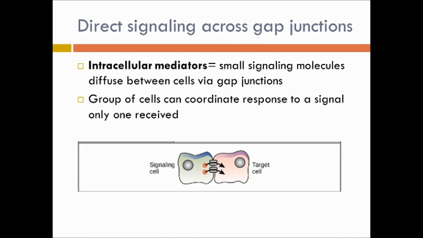There's also direct signaling across gap junctions, or in the case of plants, plasmodesmata. These signaling molecules that diffuse between cells and gap junctions or plasmodesmata are called intracellular mediators. And because plasmodesmata in plants are so ubiquitous, this results in the plant just being a giant communication network, all the cells being able to communicate with each other. So in this way, a group of cells can coordinate response to a signal only one of them received. It's kind of like a really long game of telephone.